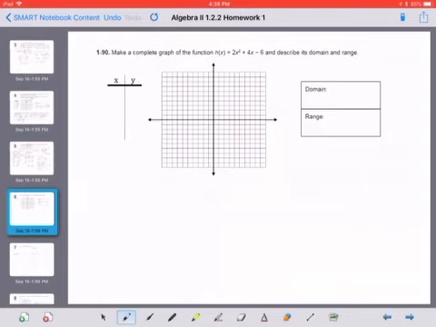Next problem, it says make a complete graph of the function 2x squared plus 4x minus 6 and describe its domain and range. So I just picked some values for x. So I picked -2, -1, 0, 1, and 2. At -2, it would be -6. At -1, it would be -8. At 0, it would be -6. At 1, it would be 0. And at 2, it would be 10.